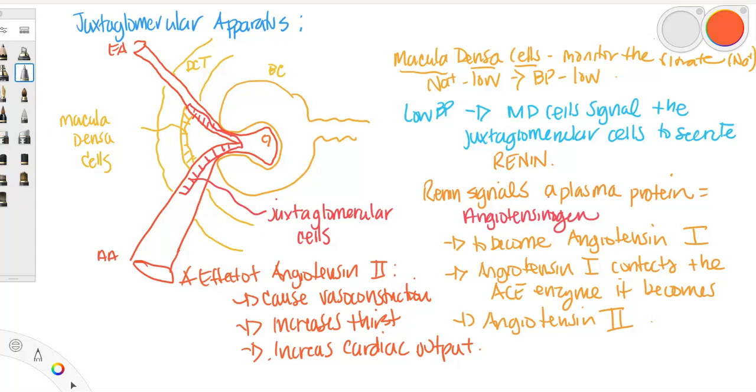So when blood pressure is low, this apparatus that's monitoring the filtrate going through the distal convoluted tubule will sense that blood pressure is low because there's low sodium. That will do all these things by stimulating renin to come from the juxtaglomerular cells. And then renin, of course, will cause the activation of angiotensin II.